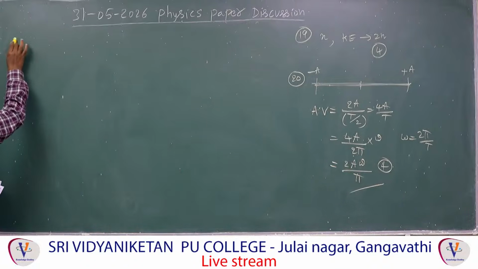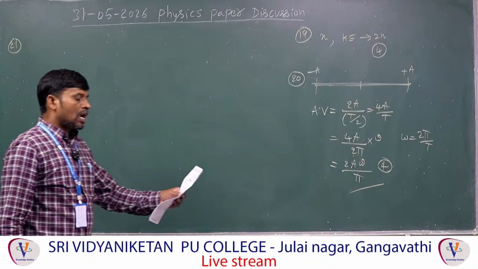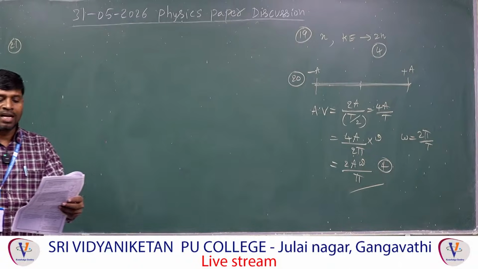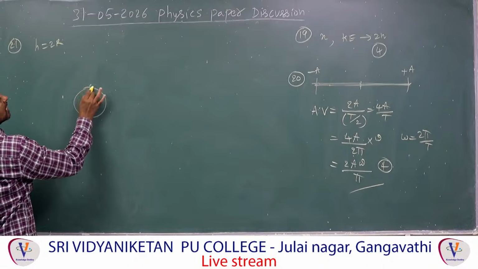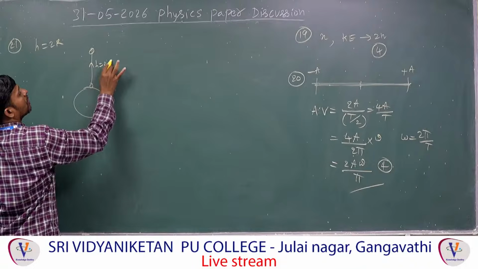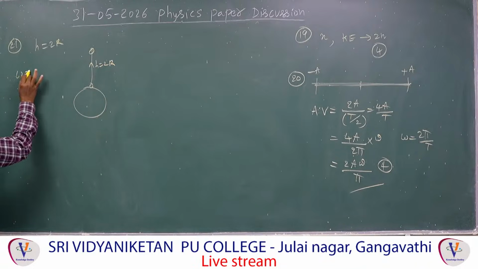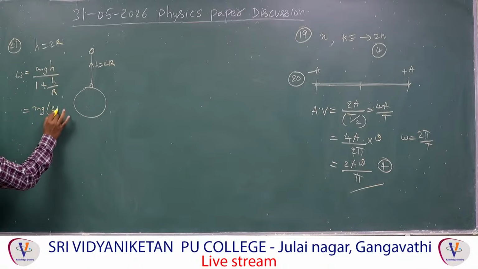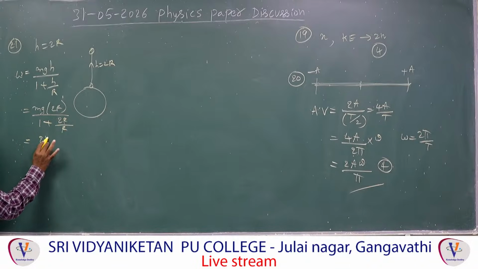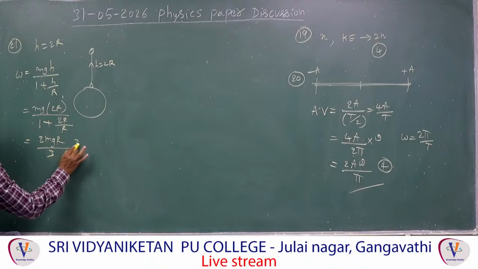Problem number 21. The work done to raise the mass m slowly from the surface to a height h equal to twice the radius of the earth, h is equal to 2R. When the body is moving from the surface of the earth to height 2R, what is the work done? The work done is equal to mgh by 1 plus h by R. Substituting h as 2R, mg 2R by 1 plus 2R by R, which is 2mgR by 3. 2mgR by 3, like the third option.